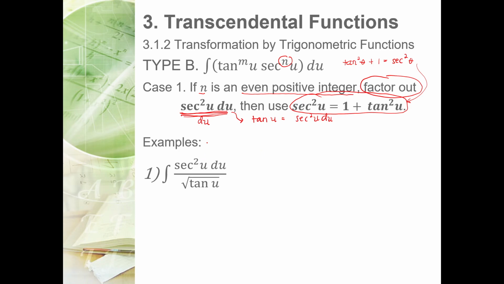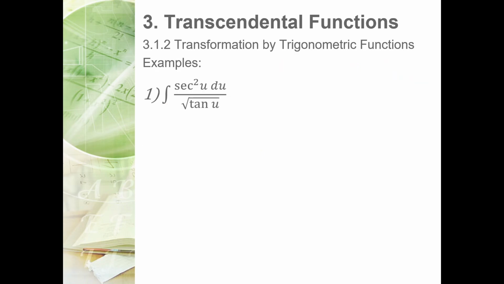So for you to be able to appreciate case number 1, let's try to solve the first example. Again, it states that n, the exponent of the secant function, should be even and positive. So the next step is for us to factor out secant squared u du. And then next is to apply if there is still one left. For example, you factored out secant squared from secant to the power 4.